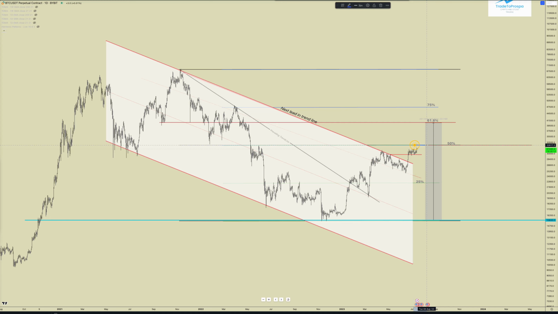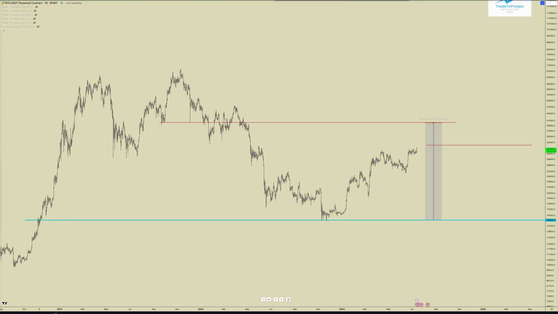We can get a rejection, but I think we'll sweep the top before we come back down, and then we have a formation of some sort, and then we've got to look at it. Anyway, let's leave that for now and move on to the second part of this that I want to discuss. So let's close that, and we'll close that as well.